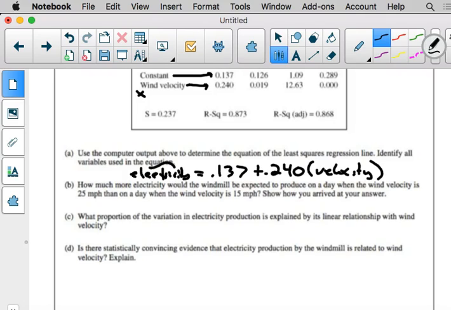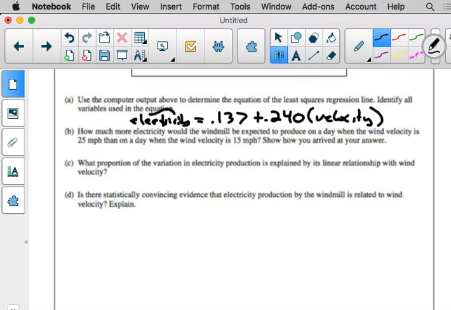Part B: how much more electricity would the windmill be expected to produce on a day when the wind velocity is 25 miles per hour than on a day where the wind velocity is 15 miles per hour? All right, so for this, how much more? I'm going to do my work down here just because there isn't space the way that I've written it. If I plug in 25 and I plug in 15, that phrase how much more means I'm looking for the difference in the electricity production, right?